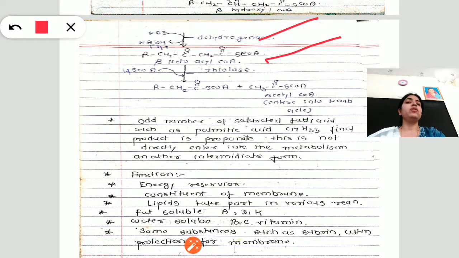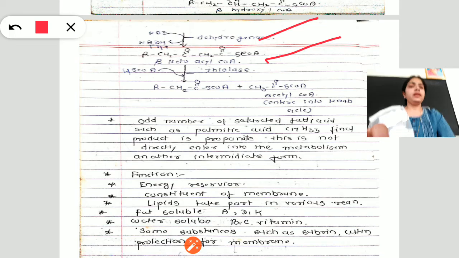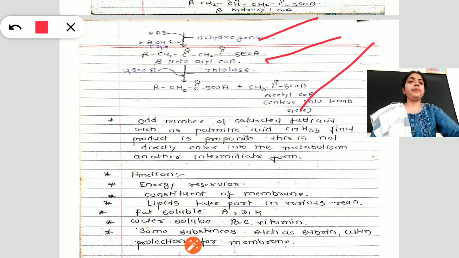Lastly, the beta ketoacyl CoA is converted into acetyl CoA in the presence of the enzyme thiolase. In this way, the breakdown of fatty acid occurs in the form of acetyl CoA. Odd-numbered saturated fatty acids, such as palmitic acid, produce propionate. This is not directly entered into the metabolism, but goes through other intermediate forms.